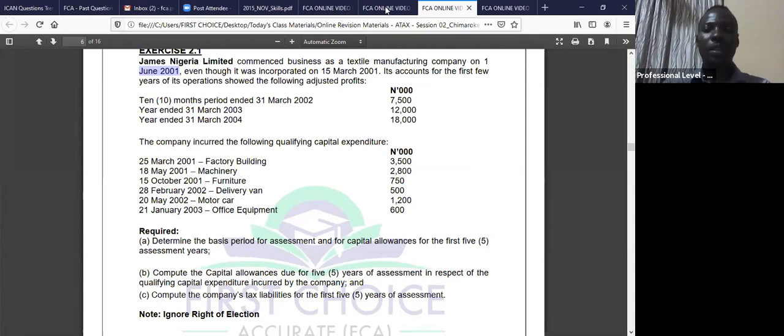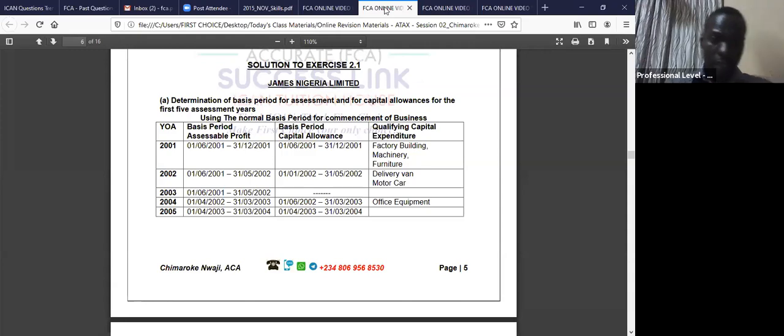Okay. Hold on, let me get to my solution. Good. Now, here is the solution. So we look at the year of assessment here. This is 2001, 2, 3, 4, 5. Now, you know how we do our basis period. So let's start. The basis period will begin from the date the business started, that is June 1, 2001, and it will end on 31st December of that same year. We know all that.